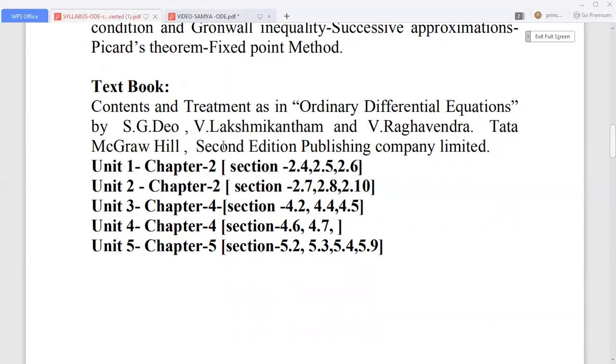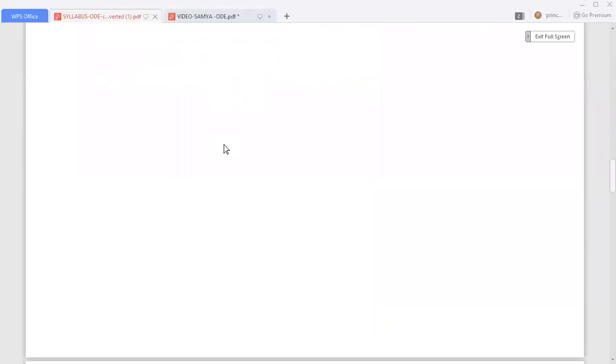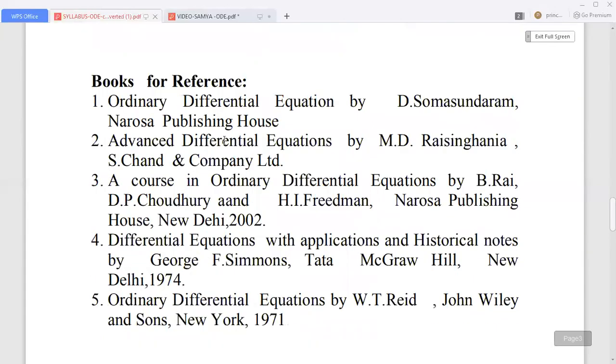Textbook: contents and treatment as in Ordinary Differential Equations by S.G. Deo, V. Lakshmikantham, and V. Raghavendra. There are 5 reference textbooks.